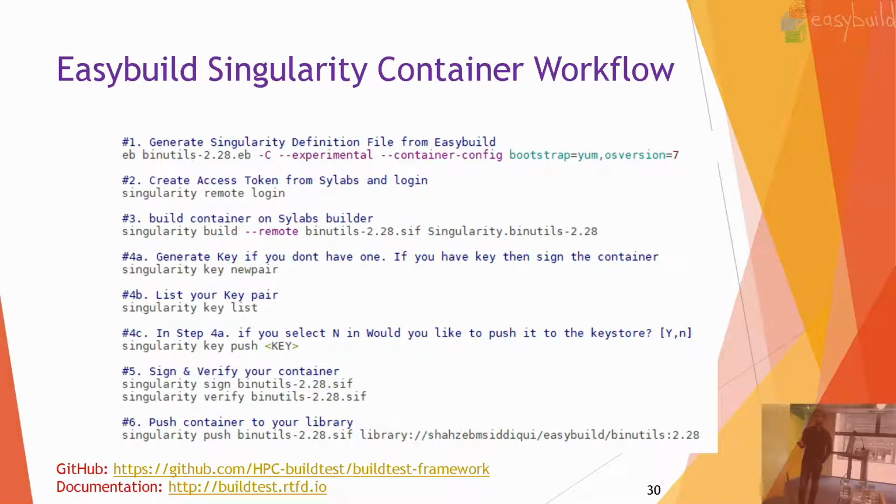If you want to sign the container, you generate the key and then sign it. This is optional, though it is recommended by Sylabs. You can also push unsigned containers, but if you want to sign, you have to do all of these steps, step 4 and step 5.